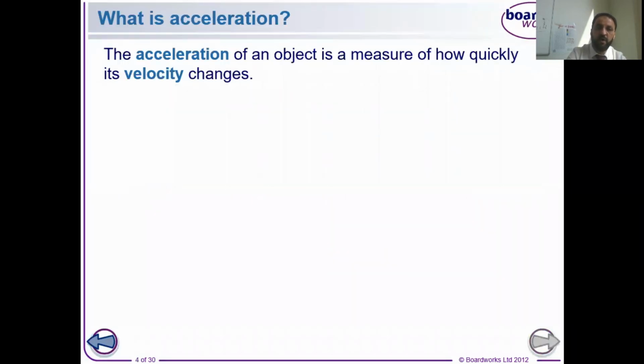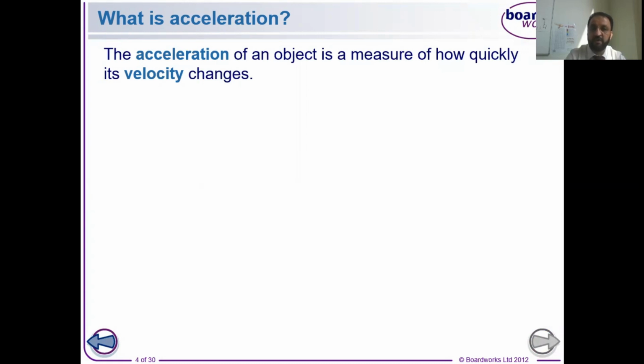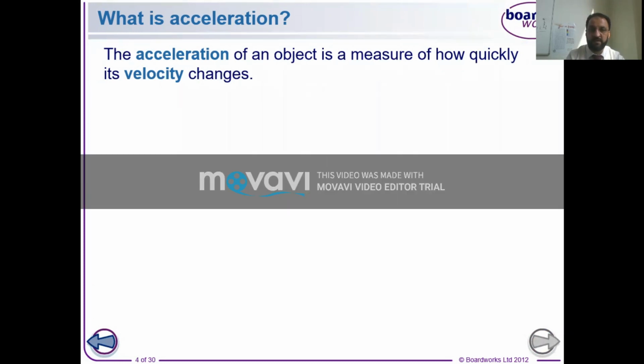So first of all, what is acceleration? Acceleration of an object is a measure of how quickly its velocity changes. We can say that the change in velocity with respect to time is known as acceleration. So as I said, change in velocity with respect to time is called acceleration. So how can we change the velocity?